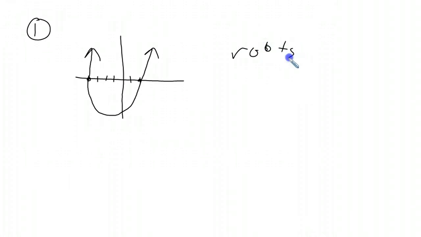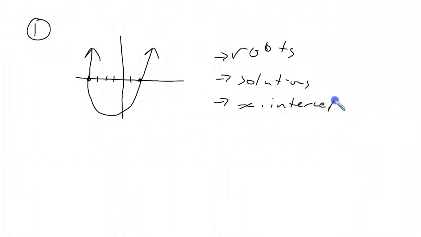Roots are called roots. They're also called solutions. They're also called x-intercepts. And they are also called zeros. 4 different names for all the same thing. What this means is just the point where it crosses the x-axis.